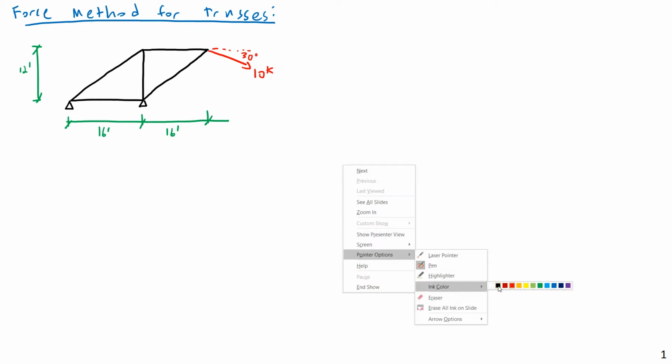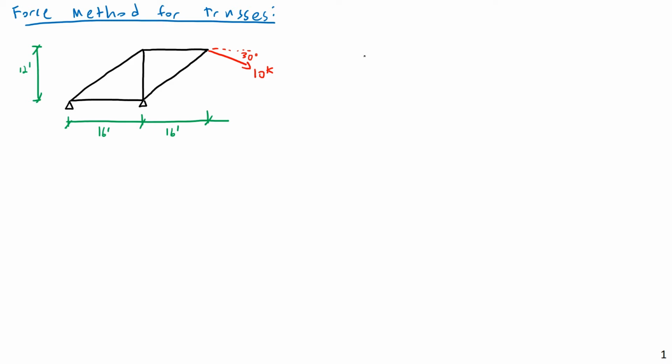And we are also told its material properties and cross-sectional properties. We are told that all members have a cross-sectional area equal to 2 inches squared and a modulus of elasticity equal to 29,000 KSI. So these are steel members.